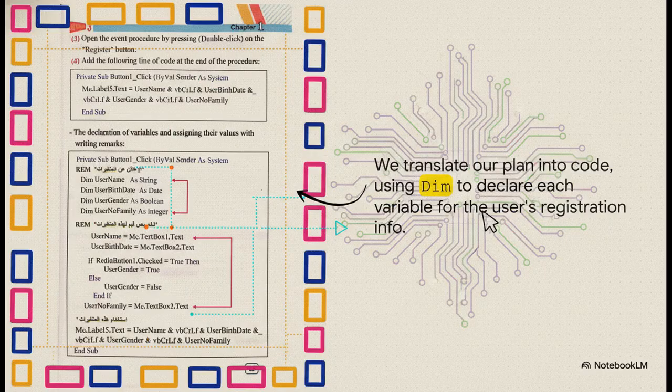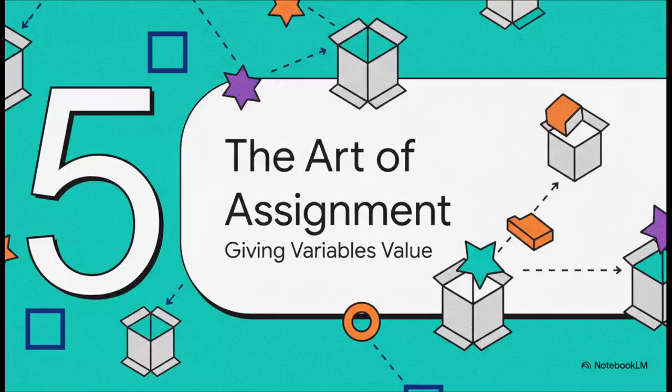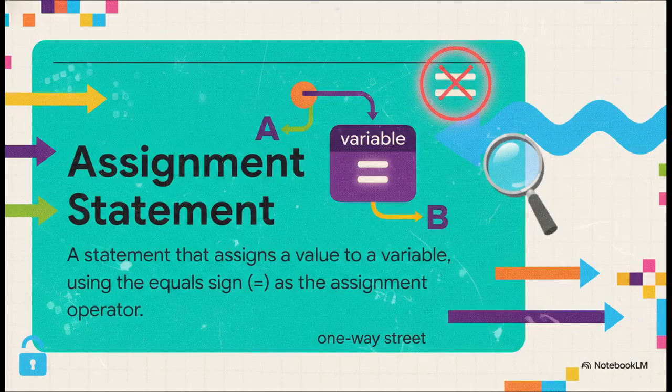And with our plan ready, we just translate it straight into code. Look, we're just using dim to create a variable for each piece of information we planned for, matching the data types. Our empty memory boxes are now all set up and waiting to be filled. Which brings us to the final piece of this puzzle, assignment. See, declaring a variable is like setting up an empty box. An assignment statement is the action of actually putting something inside that box. The official term is an assignment statement, and it uses the equal sign.